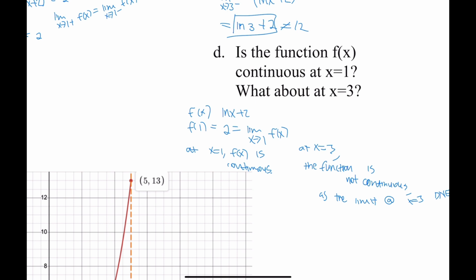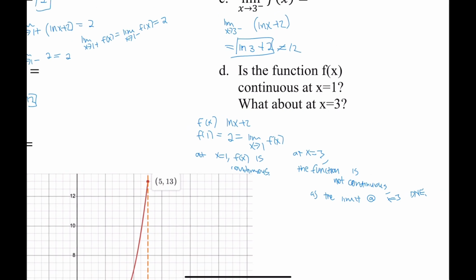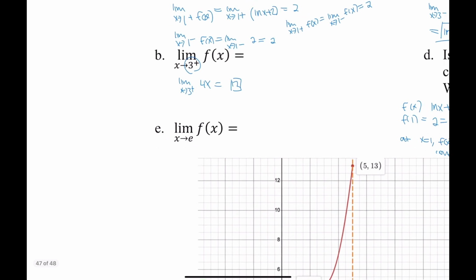And then it's always good to write a conclusion. So at x equals 1, f of x is continuous as the limit value at x equals 1 is equal to 2, which is also equal to the function value at x equals 1. But then at x equals 3, the function is not continuous, as the limit at x equals 3 does not exist. Okay, and then part E.